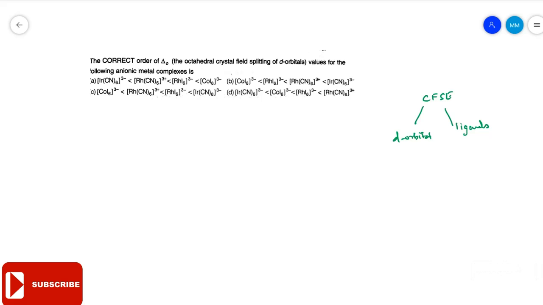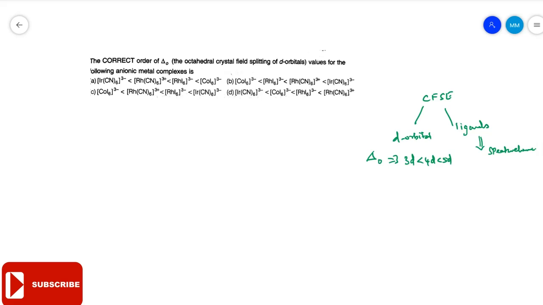For the same group, the octahedral crystal field splitting energy varies within the group like this: 3d, 4d, 5d. That is, the 5d orbital has higher splitting than the 4d orbital. And in the case of ligands, it is given by the spectrochemical series. The increasing order of splitting ability of the ligands is given in the spectrochemical series.